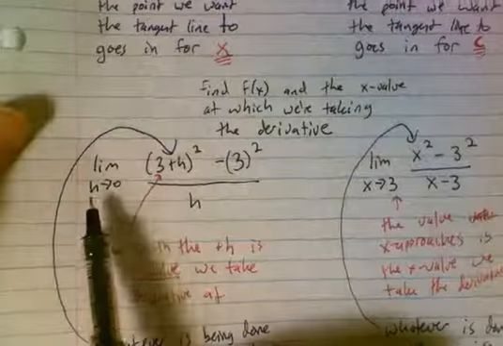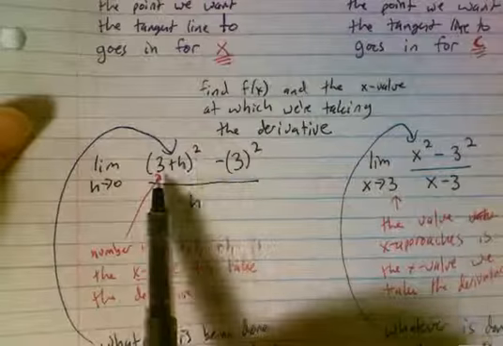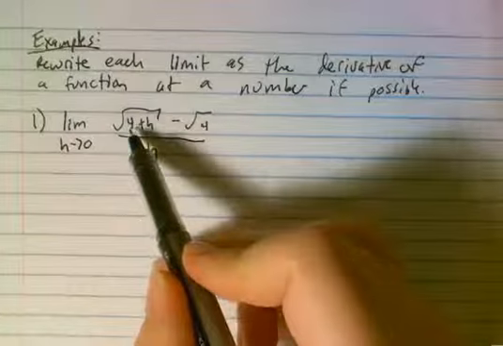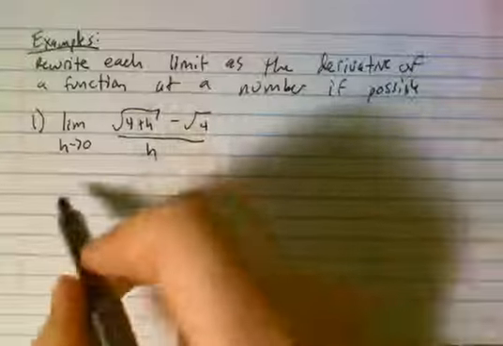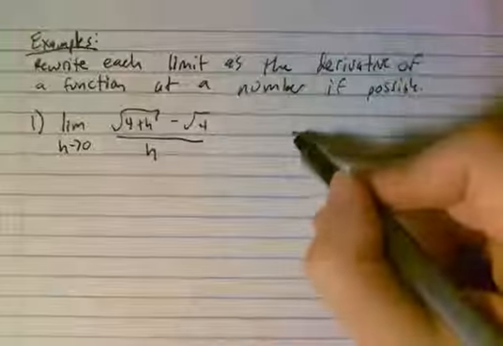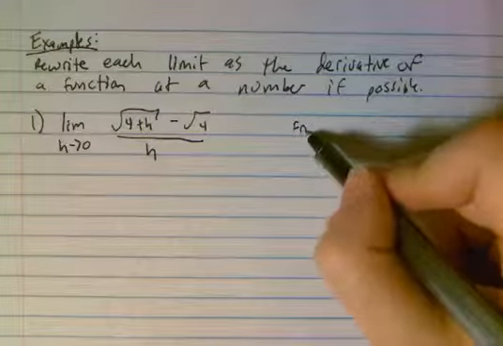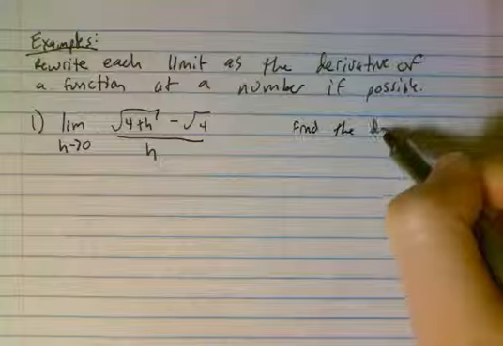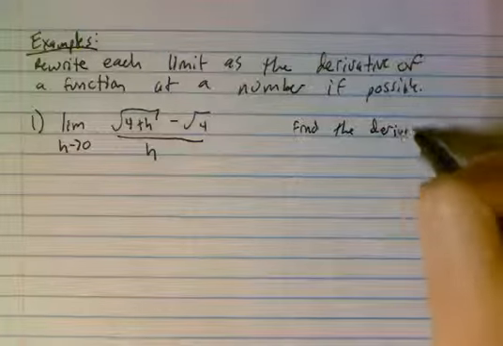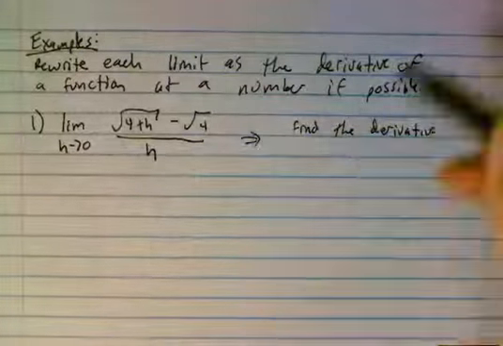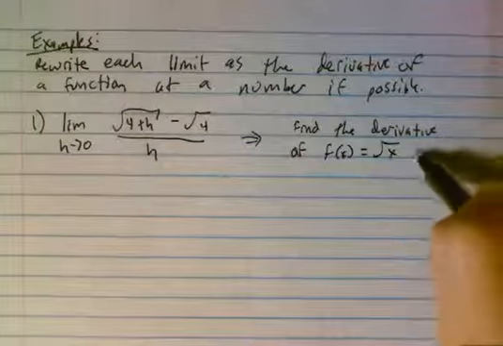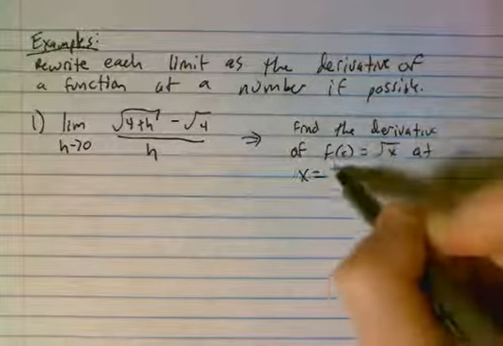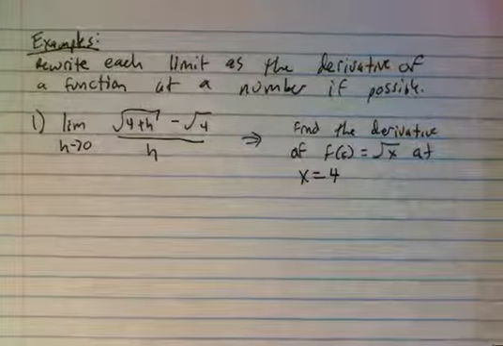We're seeing the h approaches 0. So whatever number is next to the h, that's 4. Whatever is being done to the 4 plus h, that's our function. So this means find the derivative of f of x equals the square root of x at x equals 4. That's all we're doing.